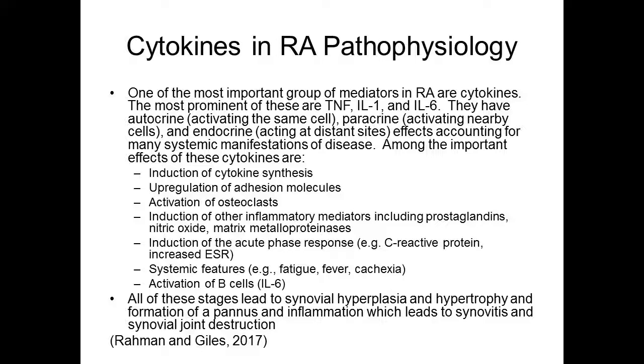Induction of the acute phase response, so CRP, ESR, these things we can measure. They are non-specific, but they do tell us if there is inflammation somewhere in the body and can help with monitoring of this disease. Systemic features: cytokines are responsible for things like fatigue, fever, cachexia, which we spoke about earlier, and activation of B cells and the production of antibodies, which drive this disease and drive the severity.